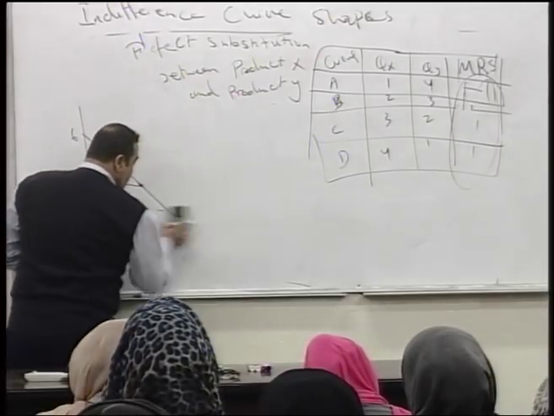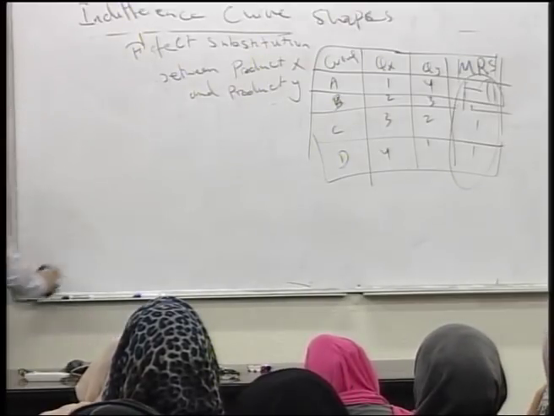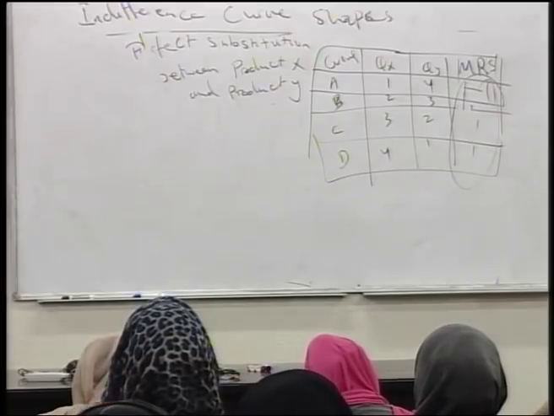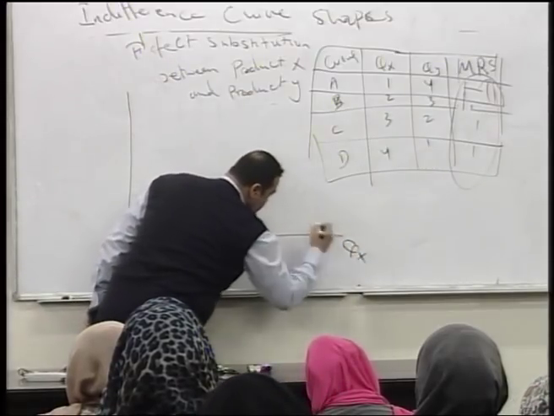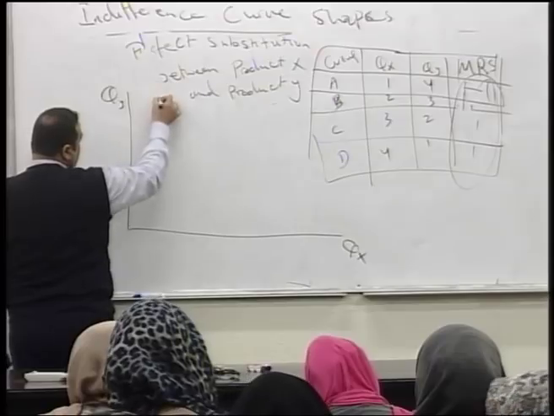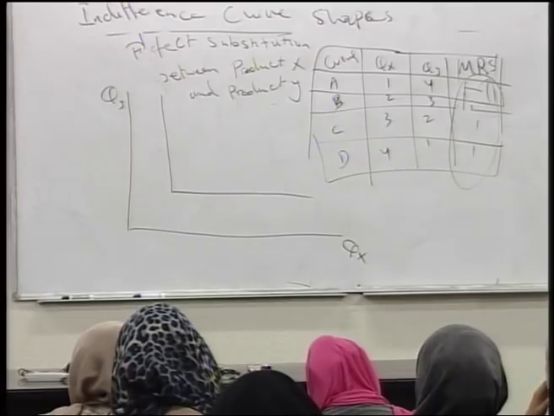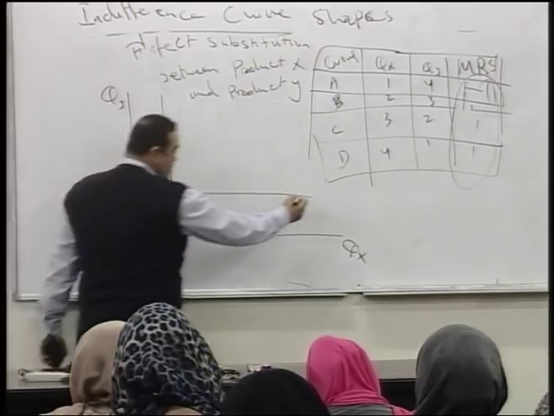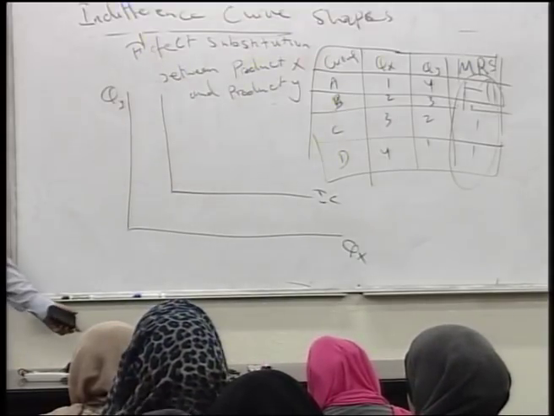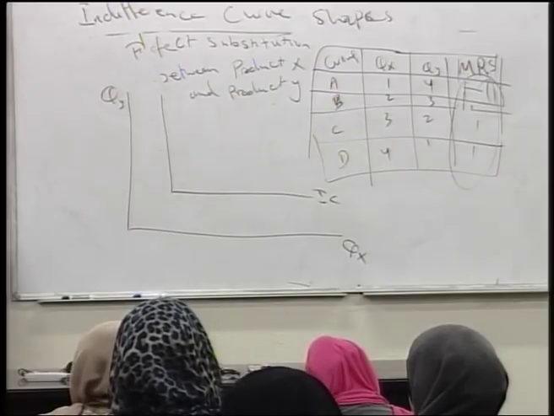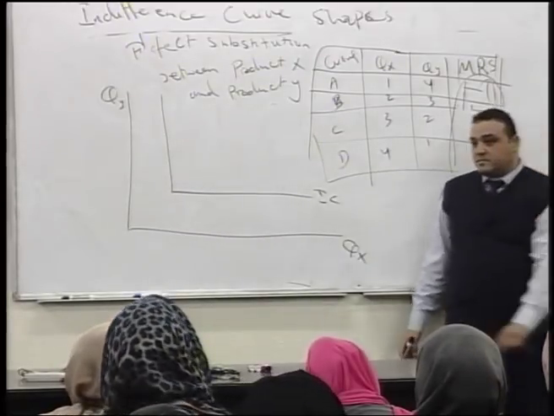Okay. Let's go to another shape for the indifference curve. The indifference curve might be like this, quantity of x, quantity of y. This is of course one of the rare cases. We almost see it like this. Okay?